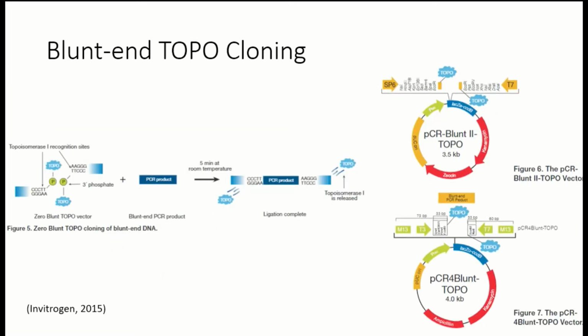The first of these variations is the high-fidelity blunt-end TOPO cloning that implements the high-fidelity polymerases that avoid the adenine ends from Taq polymerases. With this method, blunt ends are generated due to their exonuclease activity, and then ligation is performed with blunt ends in the vector and the PCR product.